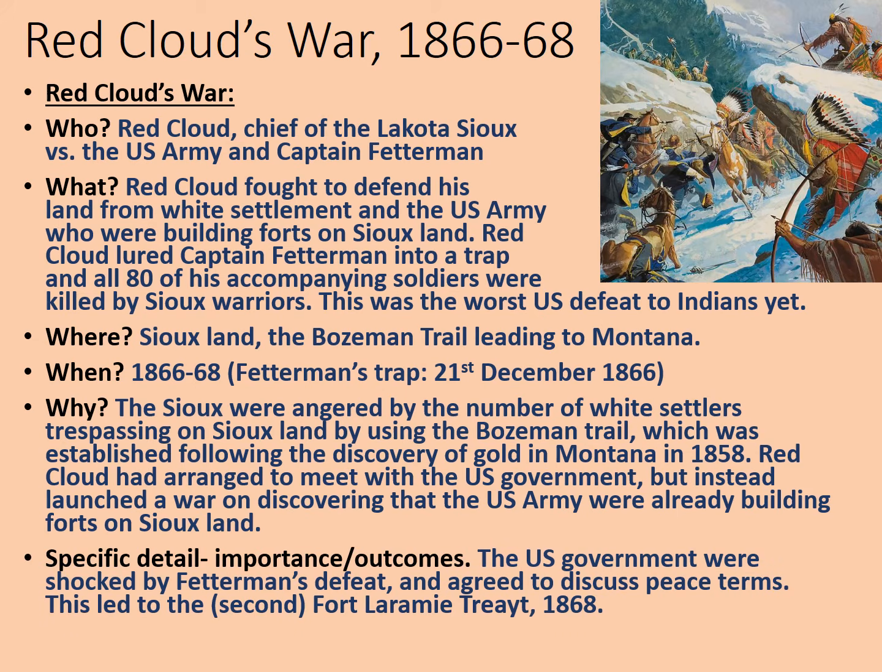So, what were the outcomes? I'm going to leave some of the detail until the next slide in this respect, but just consider this. The US government were actually shocked by Fetterman's defeat and agreed to discuss peace terms, partly because they wanted to try and convince the Sioux to just simply let the prospectors cross their land. What this ultimately resulted in was a peace treaty, and this became known as the Second Fort Laramie Treaty of 1868. We're going to be having a look at some of the details of that treaty very shortly. In the meantime, make sure that you've got appropriate amounts of detail, and if you have, then we'll move on.